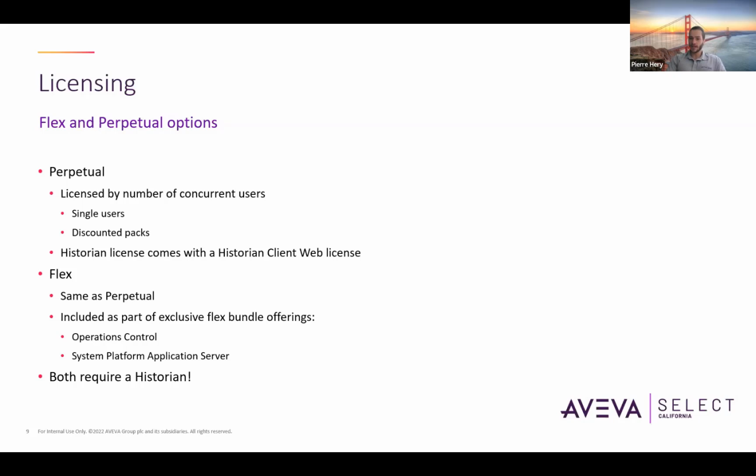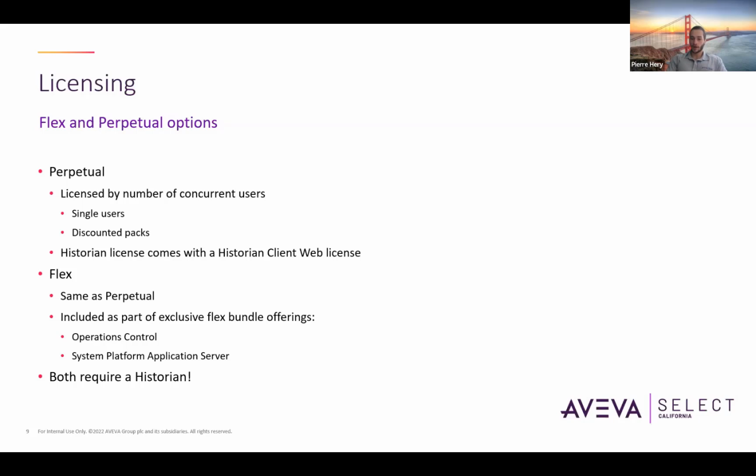But Flex specifically has some more generous packages, which are good incentives to switch to the Flex program in the first place. So you'll actually get Historian Client licenses as part of exclusive Flex bundles like Operations Control. Application Platform is another one, which is a System Platform package. Both of those Flex bundles are unique through Flex, and they will unlock the Historian Client as well.